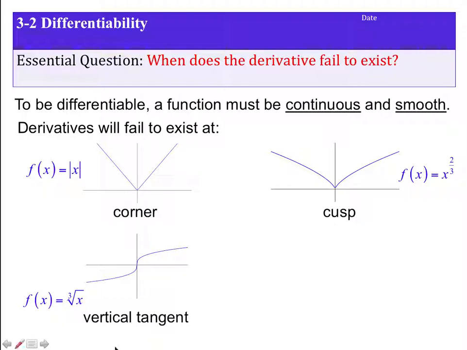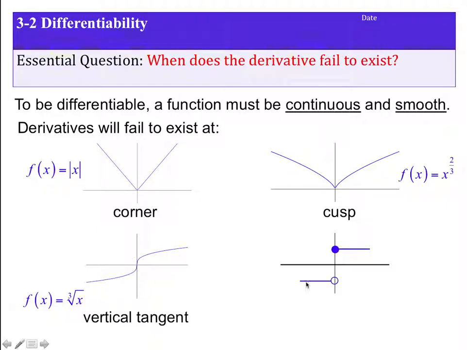So the vertical tangent fails from a value standpoint, not necessarily from a jagged edge standpoint. We just don't have a value that's finite. So we say that we don't have a derivative at this location where the tangent goes vertical.